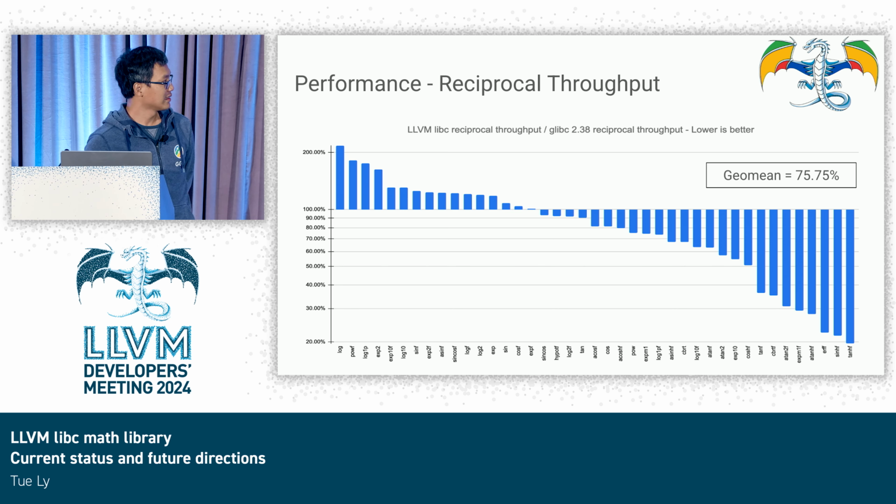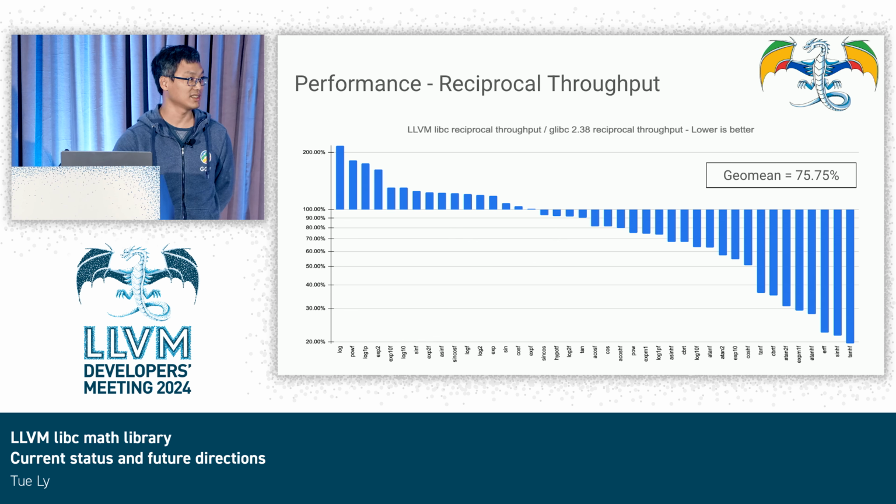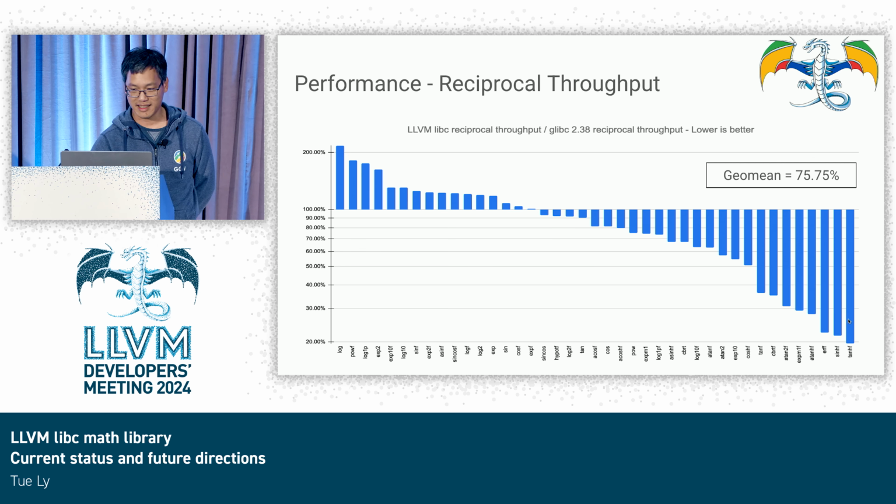All right, and this actually helps us reduce the computational cost a lot in machine learning and AI, because one of the very hot functions in machine learning and AI is hyperbolic tangent. And we are significantly faster than any other library right now.